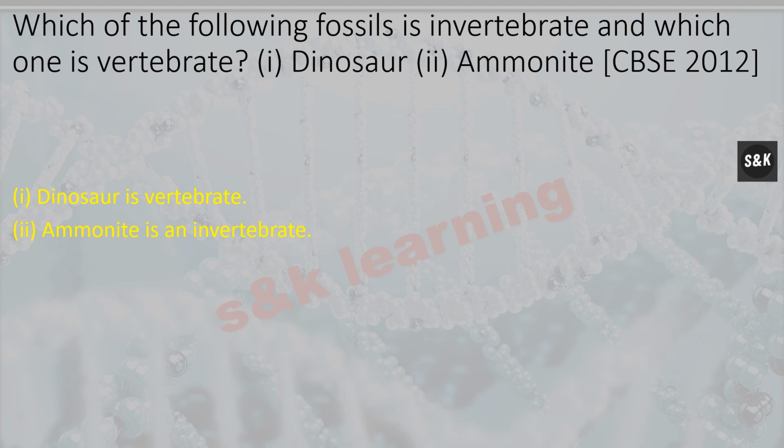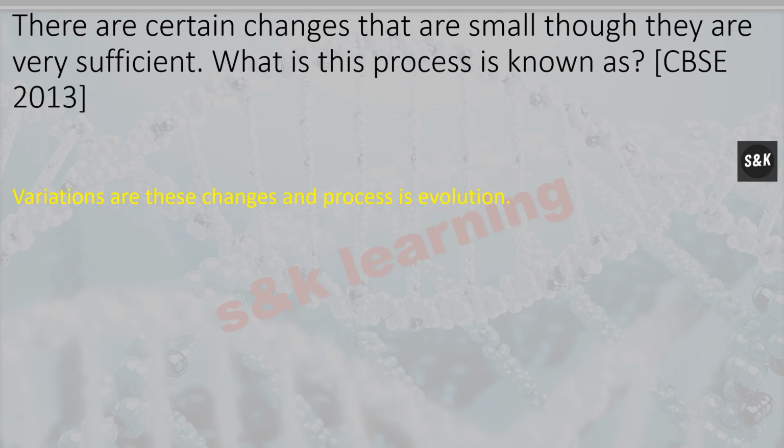Which of the following fossils is invertebrate and which one is vertebrate? Dinosaur is vertebrate. Ammonite is invertebrate. There are certain changes that are small though they are very sufficient. What is this process known as? Variations. These changes, this process, is evolution.